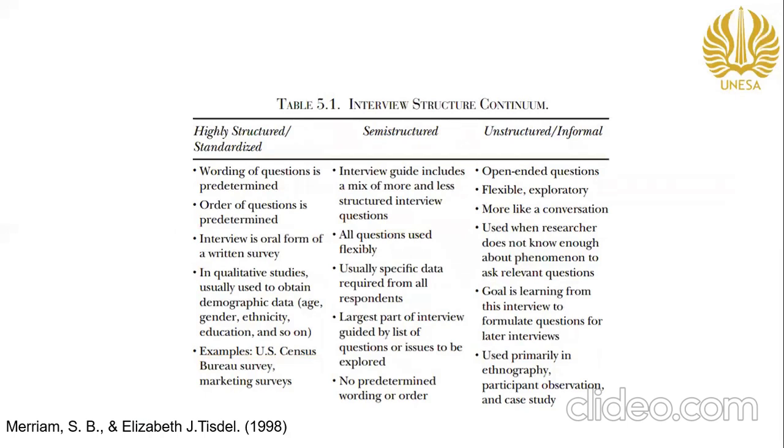Well, in this kind of interview, wording of questions is predetermined because the researcher needs a particular or specific result in homogenic data. Therefore, the order of questions is predetermined before conducting the interview. And this kind of interview is oral form of a written survey. However, it is commonly used in quantitative research. In qualitative studies, it is usually used to obtain demographic data such as age, gender, ethnicity, education, and so on.